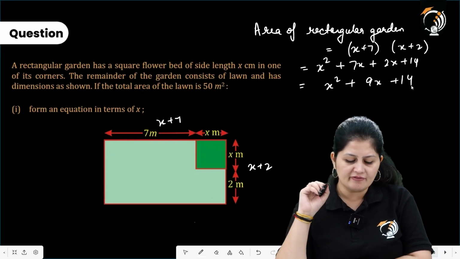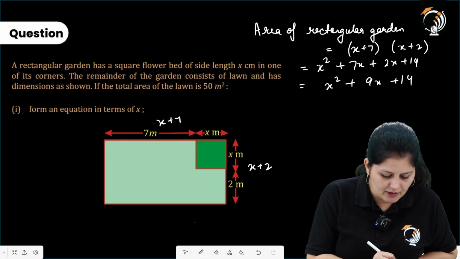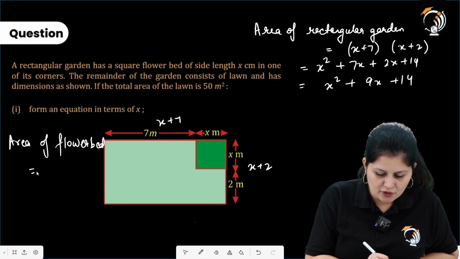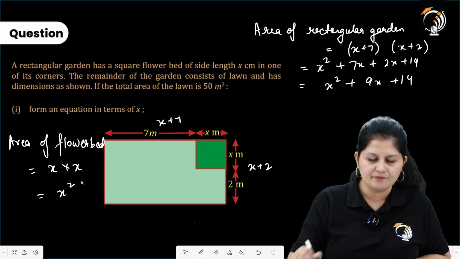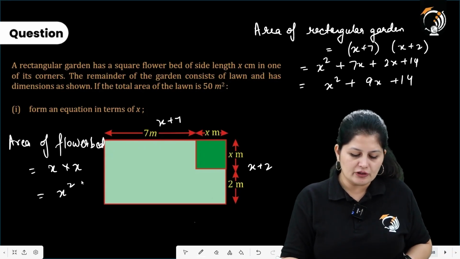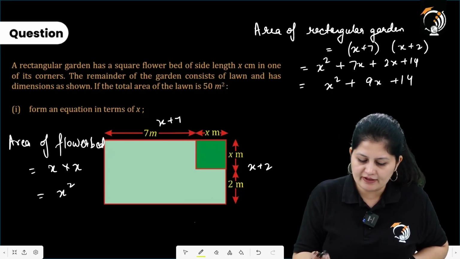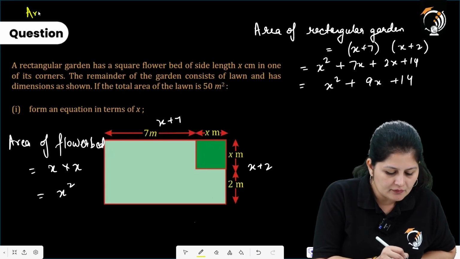Correct. Further, what is going to be the area of the flower bed? I'm just writing it here. Area of flower bed is going to be, as it is a square, x multiplied with x, which is going to be x square. Correct. Now further, if I need to find out the area of the lawn, what is going to be the area of lawn, I'm just writing it on top.